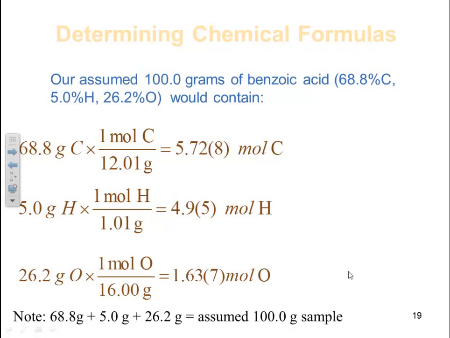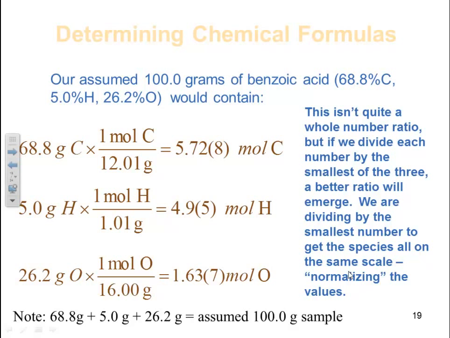Note that the masses add up to 100 grams. That's because we assumed a 100-gram sample. We could have done 1 gram. We could have done 1,000 grams, 1,050. Doesn't matter. It's a percentage, and you can calculate it. However, the simplest thing is just to do a 100-gram basis, and there's no calculations involved.